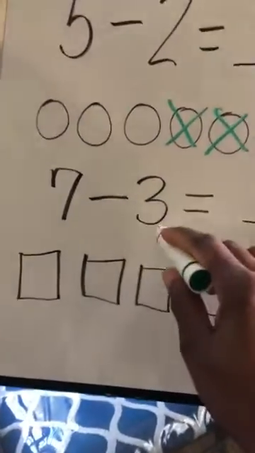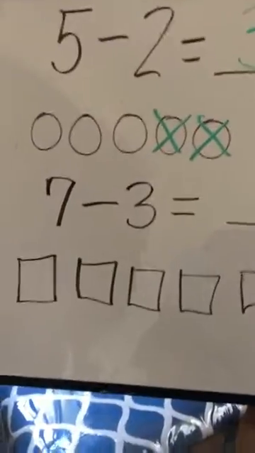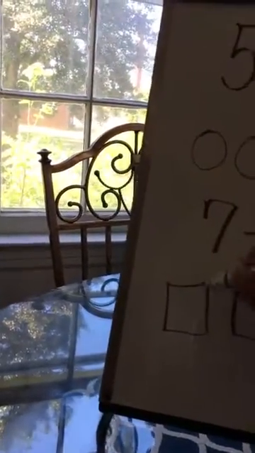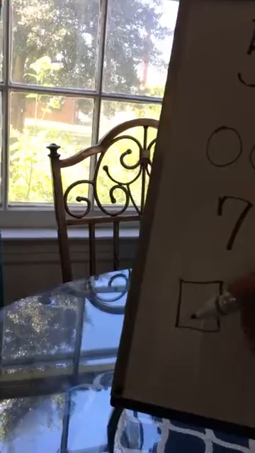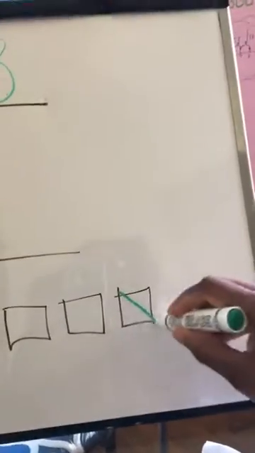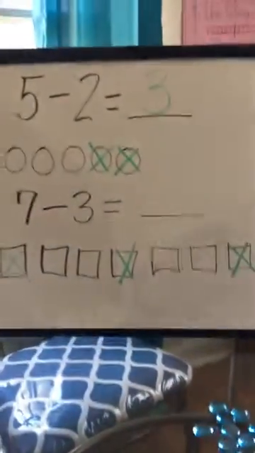Now it says take away 3. So I'm going to draw an X on 3 of those squares. So I'm just going to have fun with it. I'm going to draw X's wherever. 1. Come on, act right, marker. 1, 2. Ooh, yes. And 3. I'm going to X out the last one. So let me pull it back a little bit.